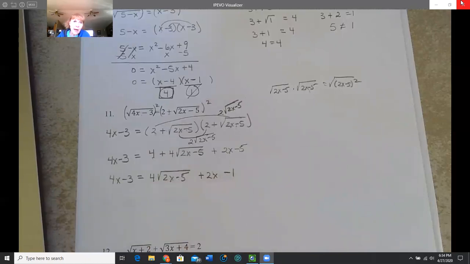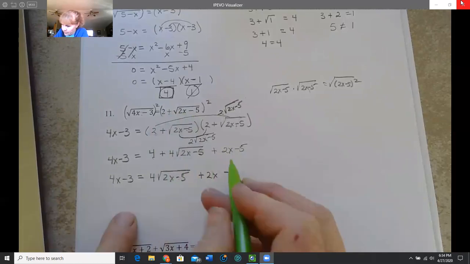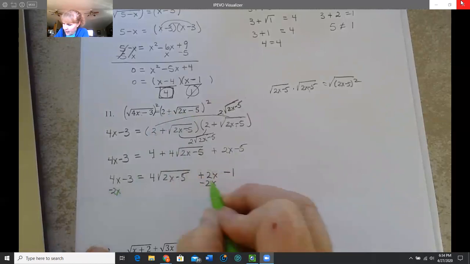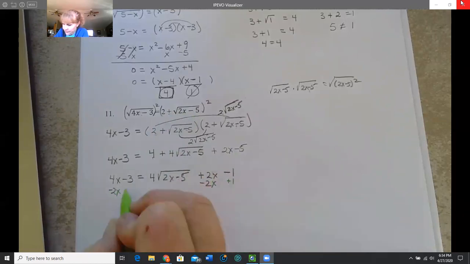Now you isolate the radical. So we're going to move everything over to the left except for the radical, and then square both sides again. Really the hardest part is squaring this radical. So now we're going to subtract 2x, and add 1.